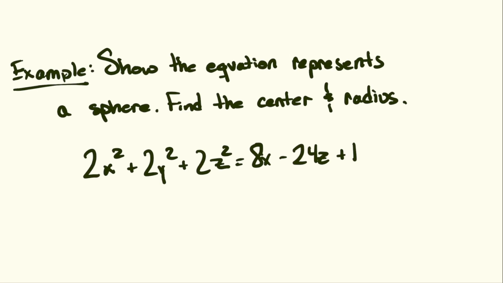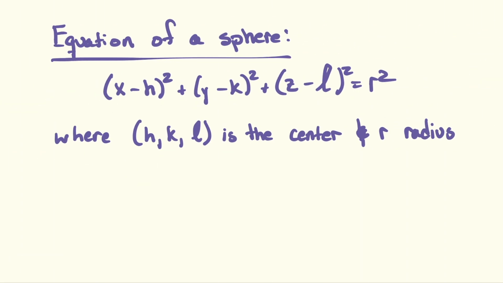We're going to show that this equation represents a sphere, and then we are going to find the center and radius of that sphere. So to start off with, let's remind ourselves what the equation of a sphere looks like. We have (x − h)² + (y − k)² + (z − l)² = r². This looks very similar to what a circle looks like. The only difference is we have 3 dimensions instead of 2. And (h, k, l) is, as we might expect, our center, and r is the radius.